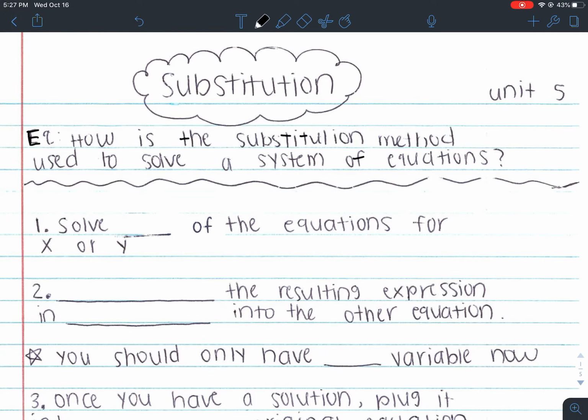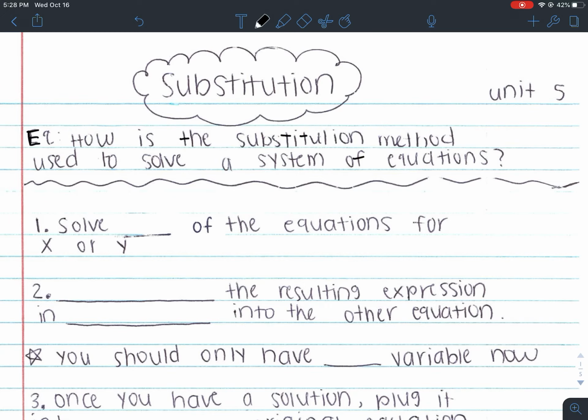So our essential question is, how is the substitution method used to solve a system of equations? The first method that we learned to solve a system with is by graphing. And sometimes graphing isn't really that convenient, especially if we are not provided a graph and we have to hand draw a graph, so it's super inconvenient. Substitution is the second way we can use to solve a system of equations. And sometimes one way is easier than the other way. So we're going to learn three different methods.